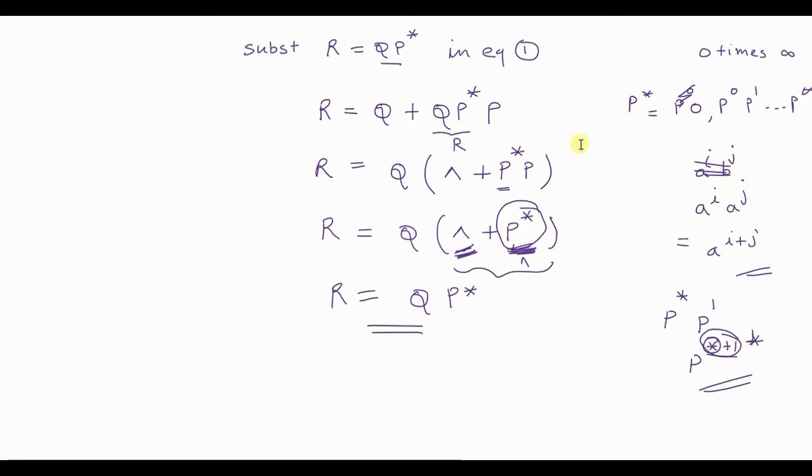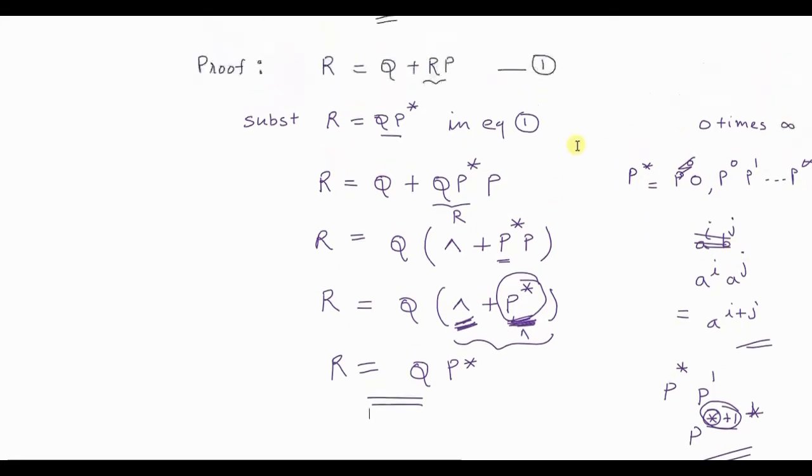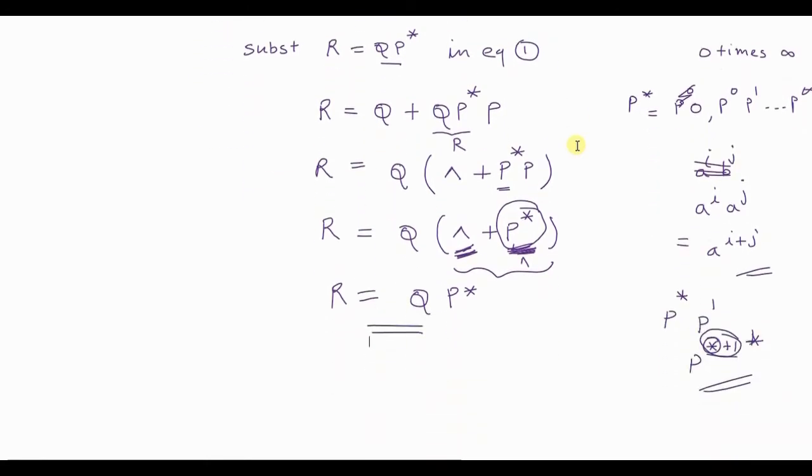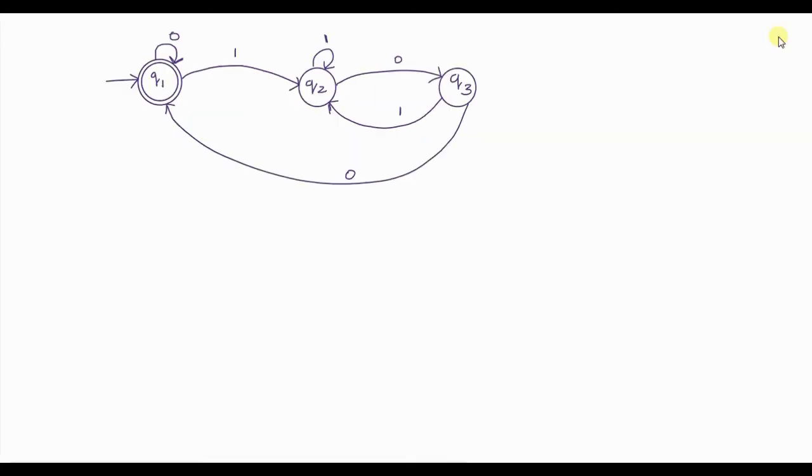Actually, the proof is not asked, but just for your curiosity, I have done this proof. You need to only remember the formula that if the regular expression at any point of time is of type R equal to Q plus RP, where R is repeating, then you can write this as R equal to Q P star. Remember only this formula. Let us solve a problem.